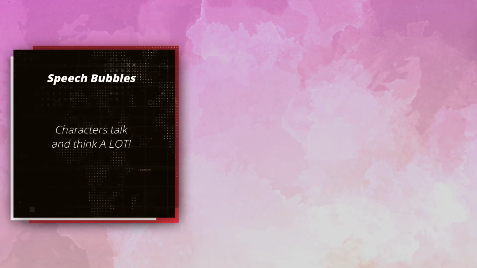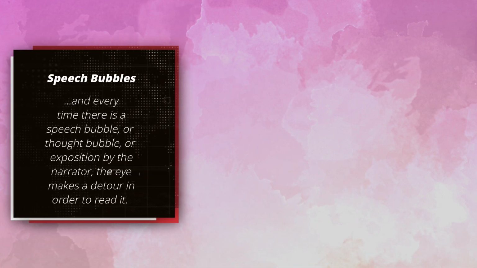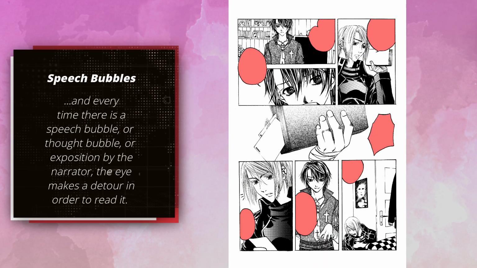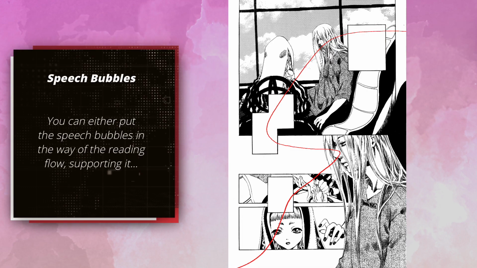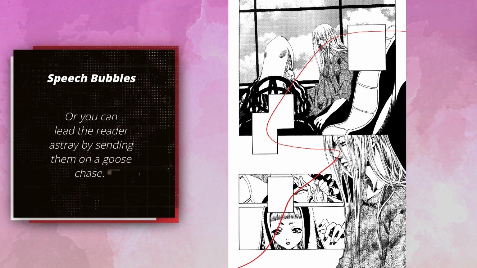Speech bubbles. Characters talk a lot, and they think a lot. And every time there is a speech bubble or thought bubble or exposition by the narrator, the eye makes a detour in order to read it. You can either put the speech bubble in the way of the reading flow, supporting it, or you can lead your reader astray by sending them on a goose chase.